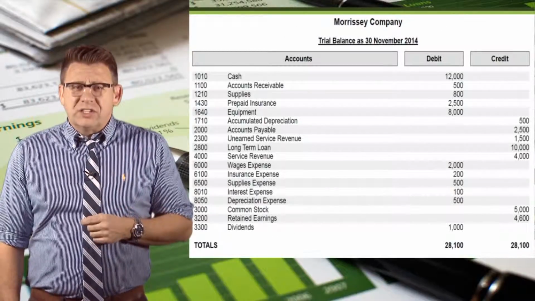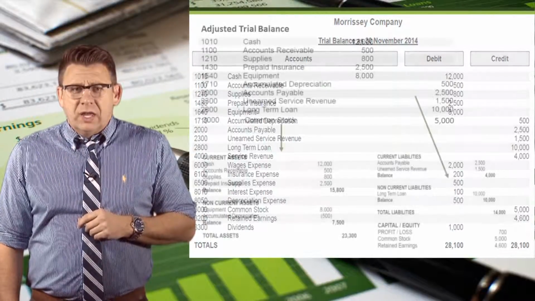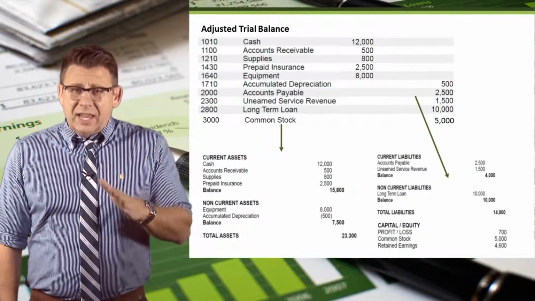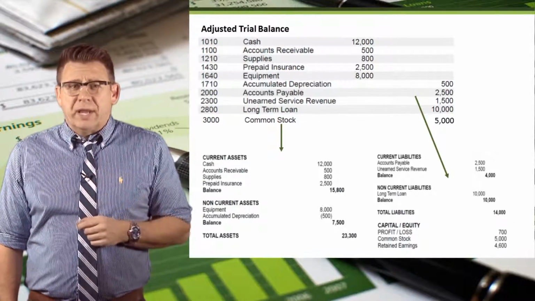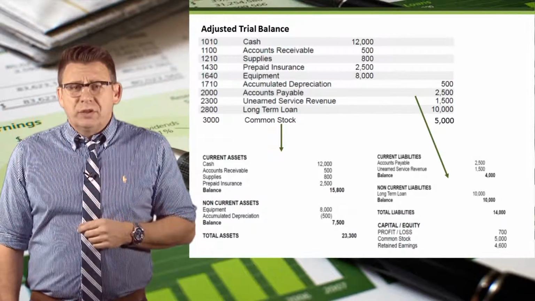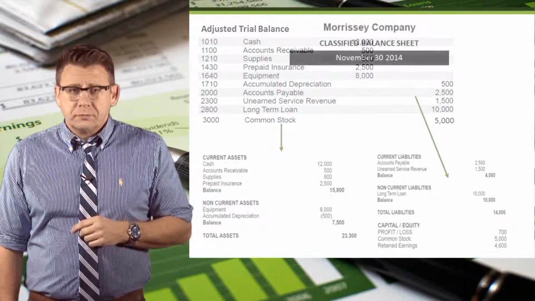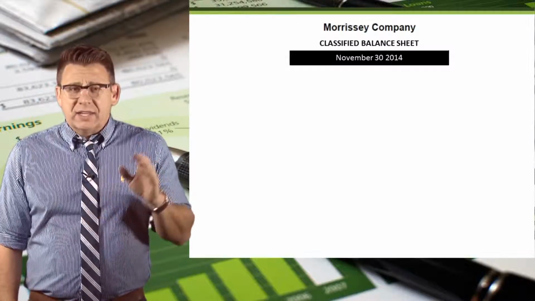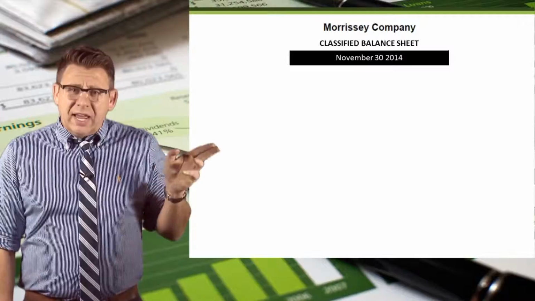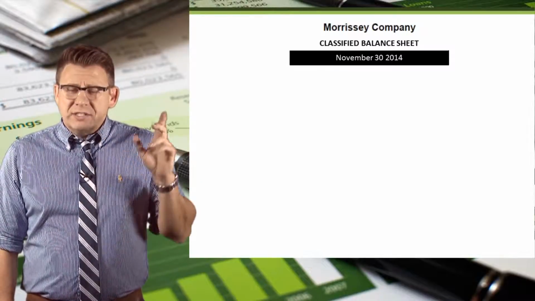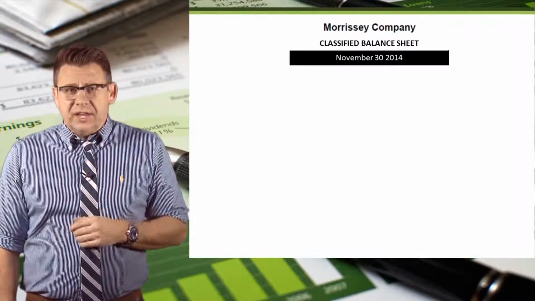So let's use the adjusted trial balance to prepare the classified balance sheet. We will take the assets, liabilities, and common stock from the trial balance and put that on the balance sheet. Additionally, we will use the ending retained earnings from the statement of retained earnings. The balance sheet has the company name, the name of the financial statement, and the date, which is either just the date or sometimes as of and then the date.